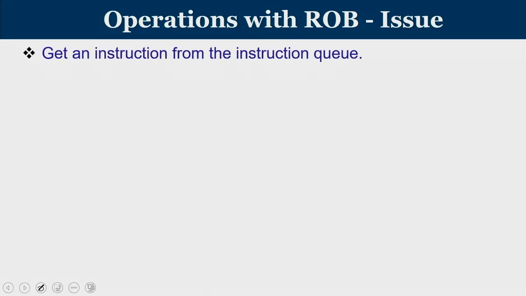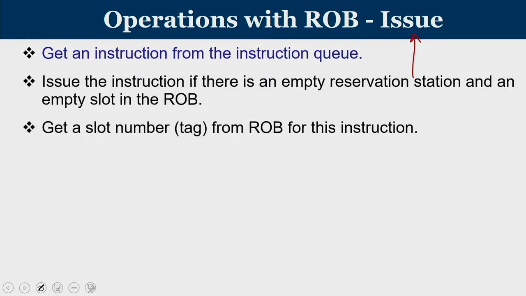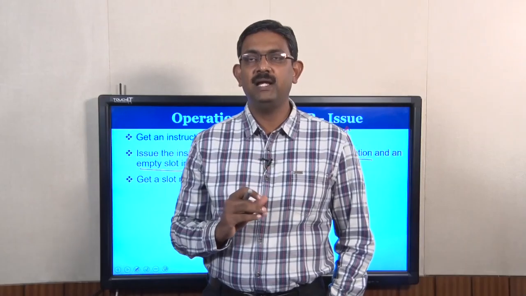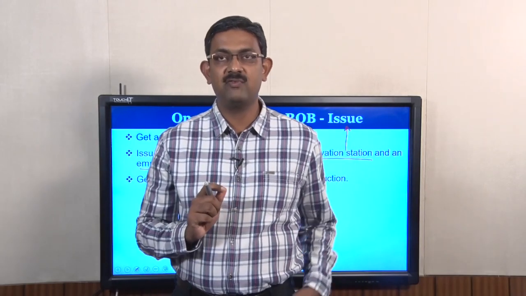So, what is issue? When you deal with an issue operation, you have to get an instruction from the instruction queue. Once you get the instruction from the queue, issue the instruction if there is an empty reservation station and an empty slot in the reorder buffer. This is the new extra point. So, the issue operation in speculative execution is slightly different.